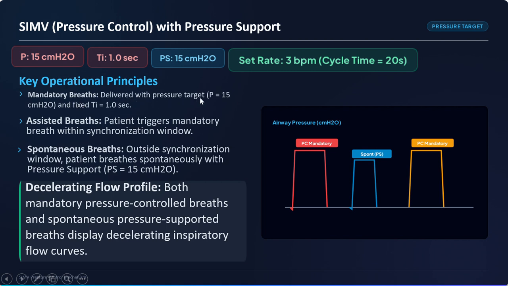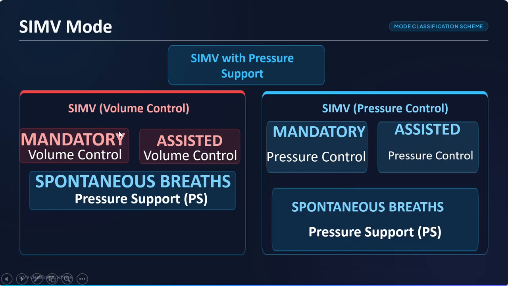Mandatory breaths deliver the pressure target, pressure support of 15 centimeters, and fixed inspiratory time. Assisted breaths are pressure-triggered mandatory breaths within the synchronized window. And spontaneous breaths occur outside the synchronization window, where the patient breathes spontaneously with pressure support 15. Decelerating flow profile: both mandatory pressure-controlled breaths and spontaneous pressure support breaths display a decelerating inspiratory flow curve. Like this, the patient has SIMV mode with pressure support.